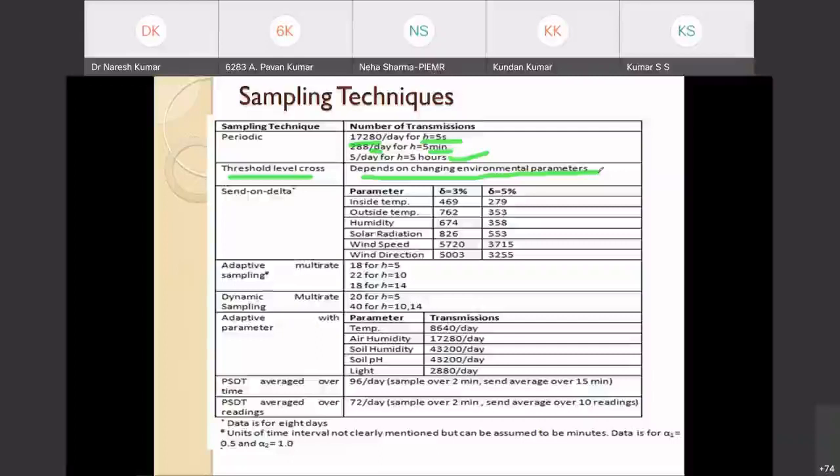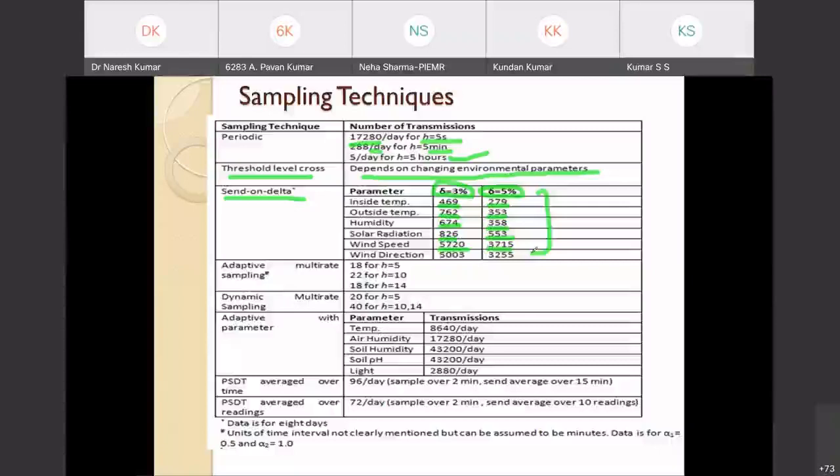Then we have send on delta. If we fix the value at 3%, so the value falls within that range of ±3%, or ±5%, accordingly the number of transmissions will vary. So for inside temperature it is 469 for 3%, then 279 for 5%, like that. For outside temperature, 762 and 353. For humidity, delta 3% gives 674, and 5% gives 358. For solar radiation, 826 and then 553. Wind speed is 5720 or 37, likewise. So it will change within the parameter depending upon the value of the delta.